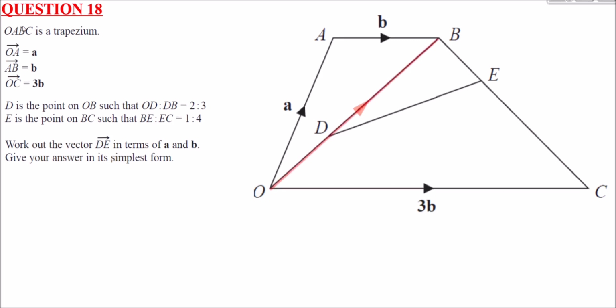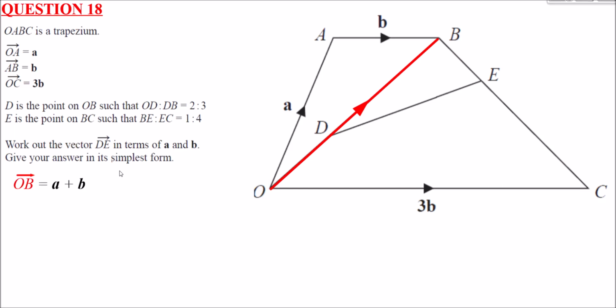So first of all, O to B. Let's just think about how we'd go from O to B using the vectors we know. We could go from O to A, then when we're at A, we could go from A to B. So we could go from O to A, which is vector A, then from A to B, which is vector B. So simply, OB is just A plus B.